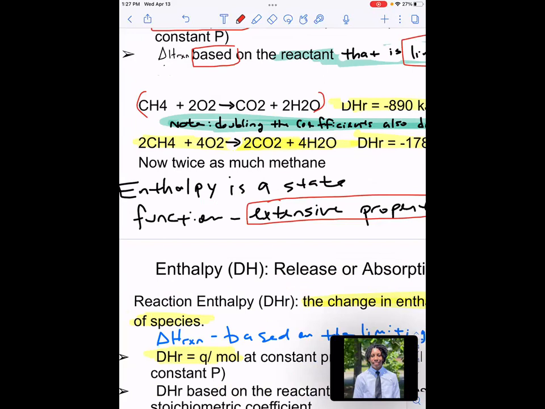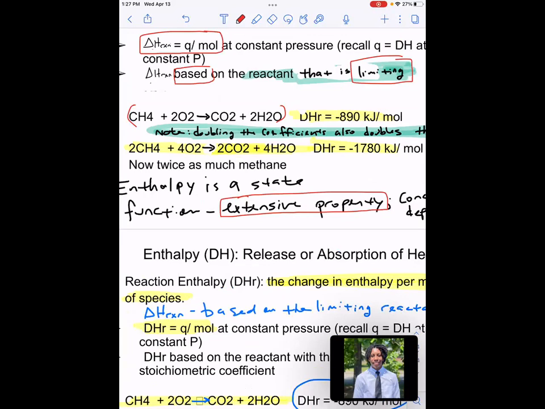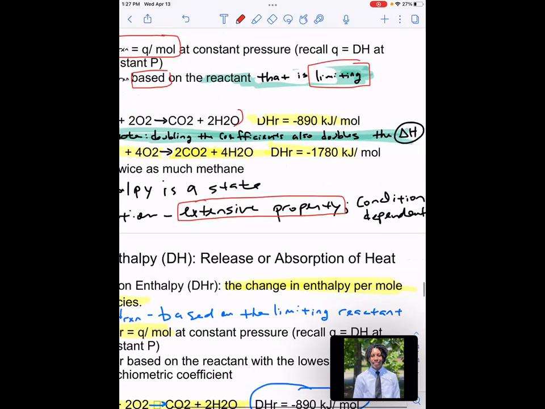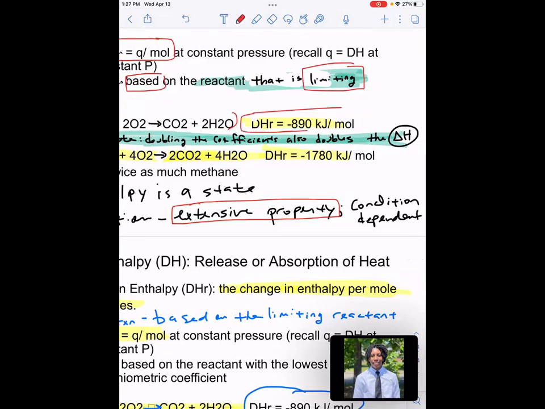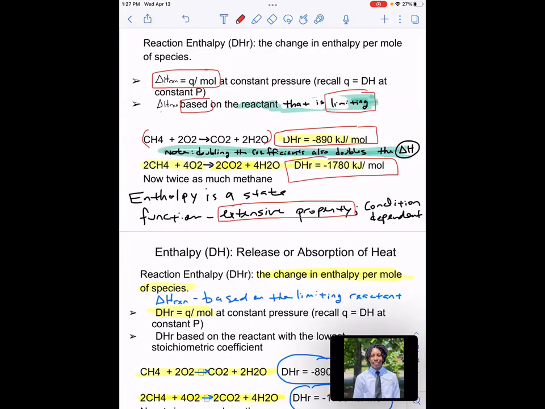And the delta H is negative 890. If I double the coefficients, notice what happens. The delta H here is 890. Delta H here for the same reaction, but with double the amounts, is negative 1780. So doubling the coefficient also doubles the delta H, and that's a consequence of it being a state function. In other words, the more starting materials I have, the more heat is going to be given off. If I lower the amount of starting materials, then it's going to lessen the amount of heat that's given off because it's a state function.